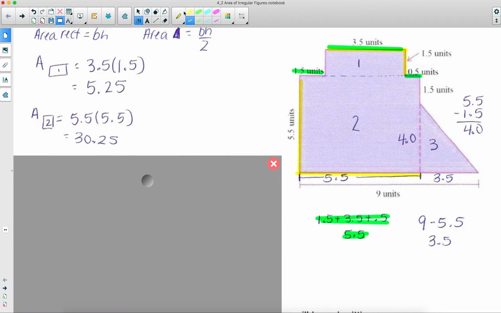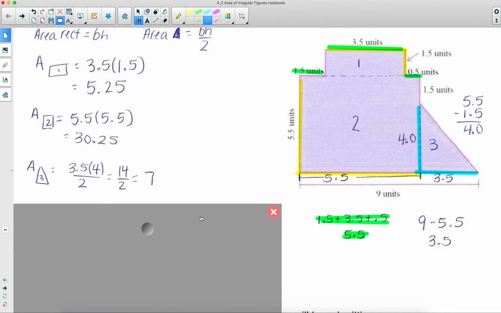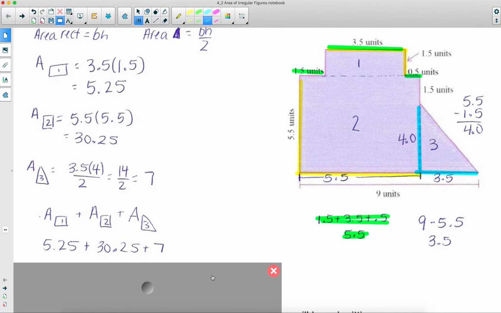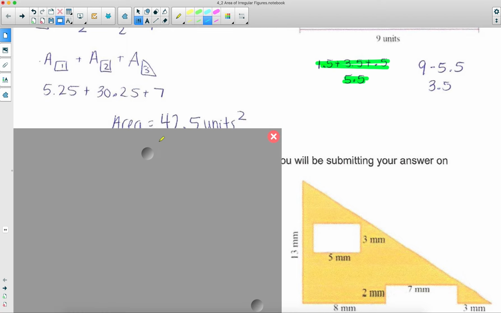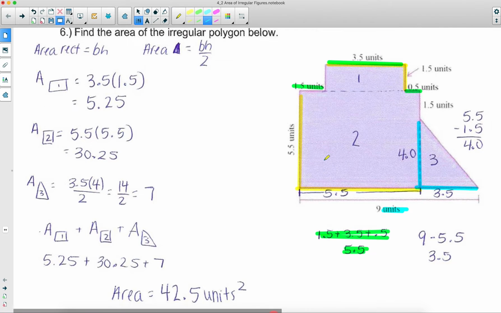And last but not least, I have over here a triangle, which is base times height divided by 2. So 3.5 times 4.0 divided by 2, which gives us 7. So I add all 3 of those areas together, and the sum is then 42.5 units squared, right? It just said units, it didn't specify whether it was centimeters, inches, millimeters, and so on. Okay, so there was number 6.